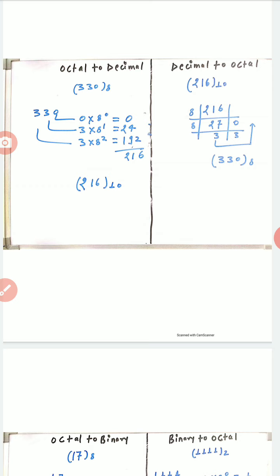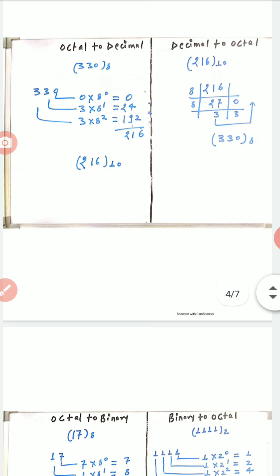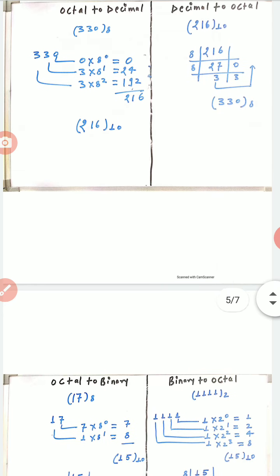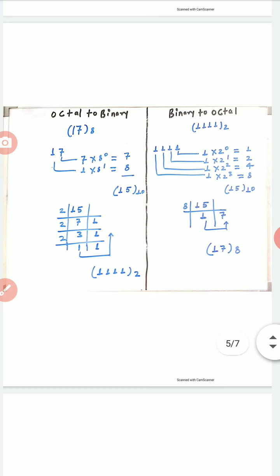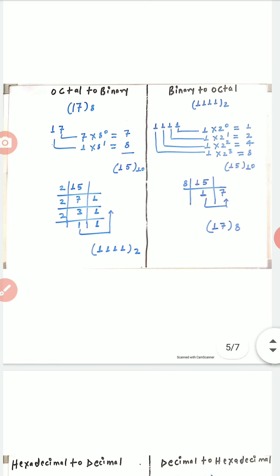So that is how to convert decimal to octal and octal to decimal. Now next, I will cover how to convert binary to octal and octal to binary. As I said earlier, converting binary to octal is a little bit confusing.